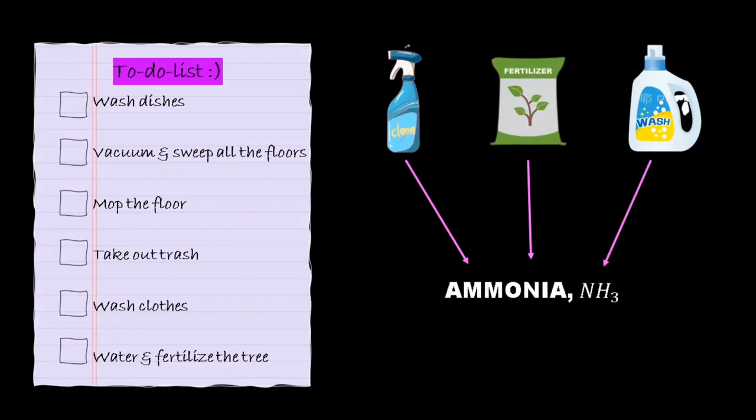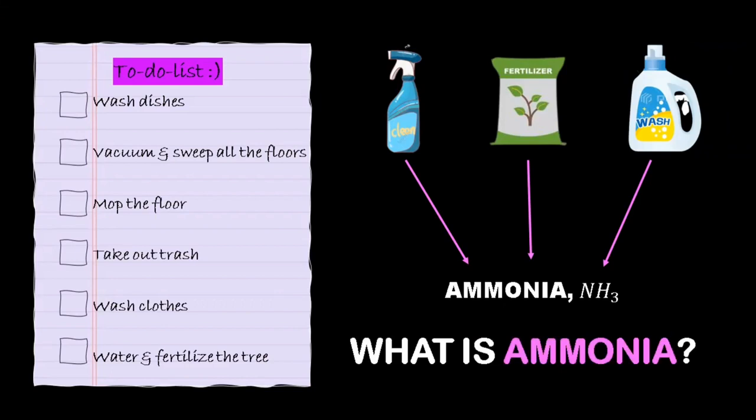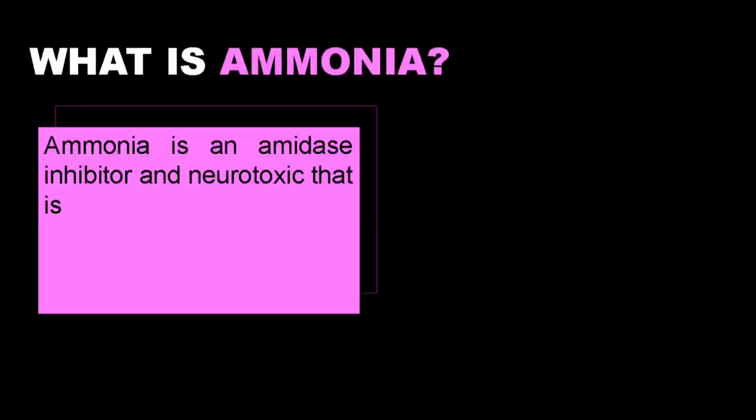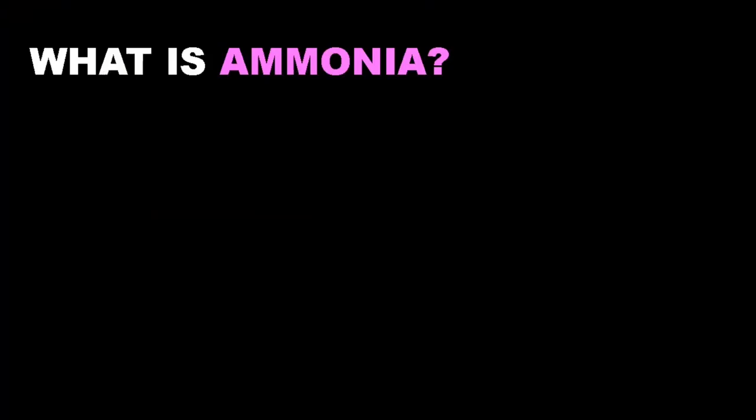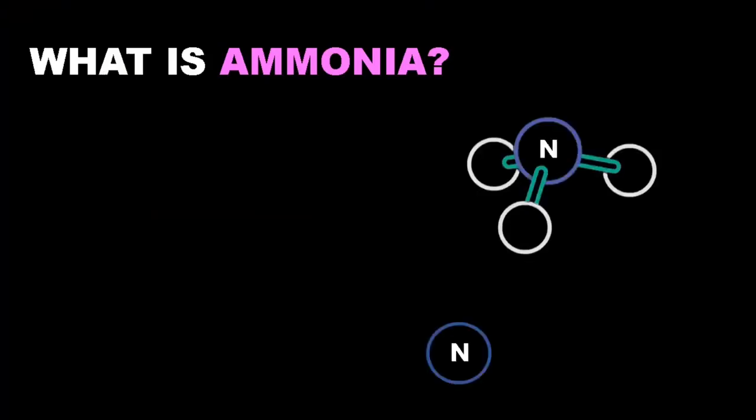Now you might be wondering, what is ammonia actually? Ammonia is an amidase inhibitor and neurotoxic that is made up of a single nitrogen atom covalently linked to 3 hydrogen atoms. This is the structure of the ammonia molecule. It has a trigonal pyramidal molecular geometry where 3 hydrogen atoms bond covalently with 1 nitrogen atom. The bond angle in the molecule of ammonia is 107 degrees.